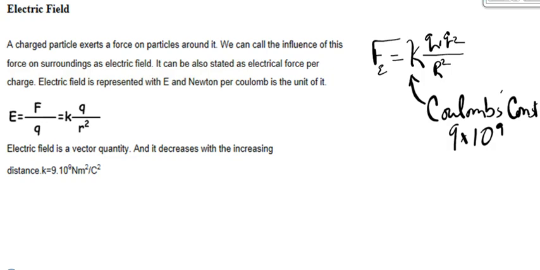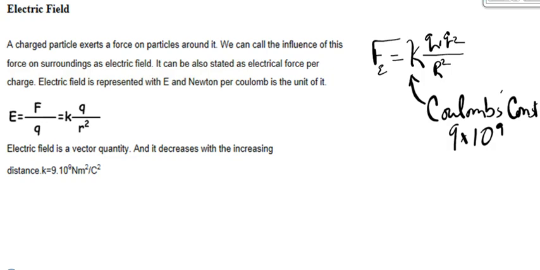It says we can call the influence of this force on surroundings the electric field, just like a gravitational field. It can also be stated as electric force per charge. Electric field is represented with a capital E, and Newton per Coulomb is the unit. There's no clever unit for this like joules. It is really just a Newton per Coulomb, or the unit of force acting on a unit of charge. It is a vector, so it does have a direction.